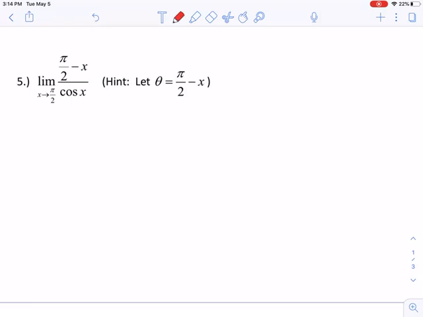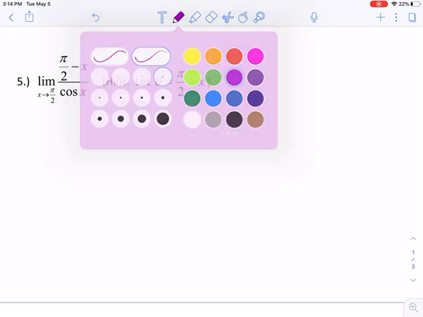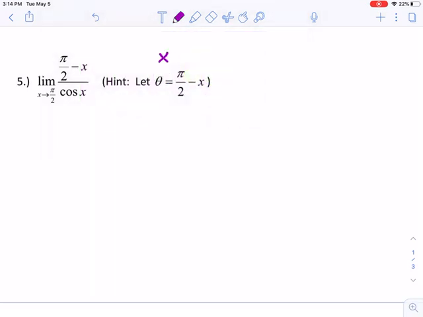Our hint says let theta be equal to pi over 2 minus x. That's my numerator. So if my theta is equal to pi over 2 minus x, and I'm told that my x is approaching pi over 2, as x gets closer and closer to pi over 2, if theta is pi over 2 minus x, then I can go ahead and say that theta is approaching 0.